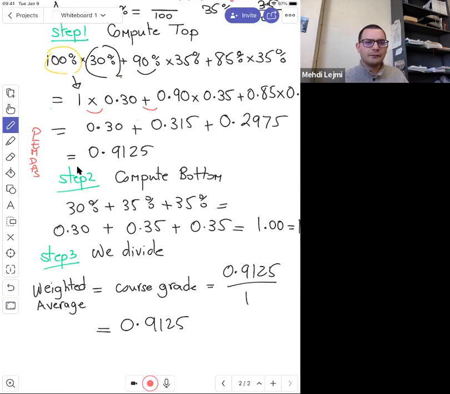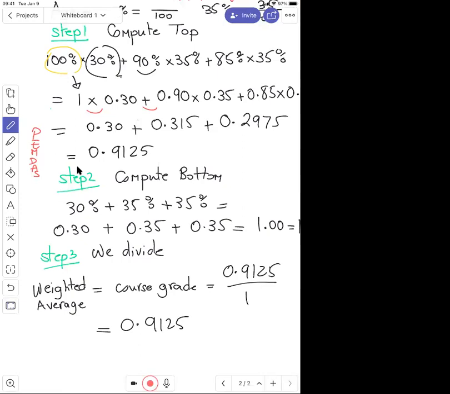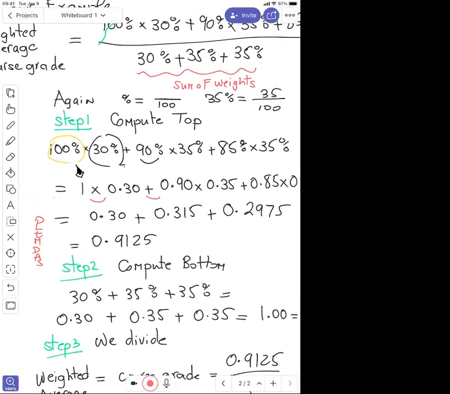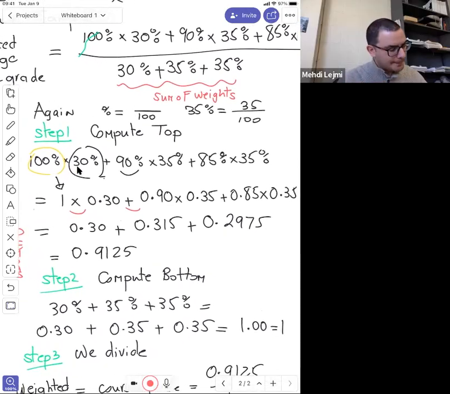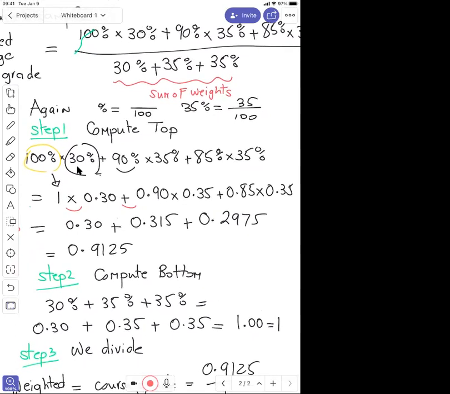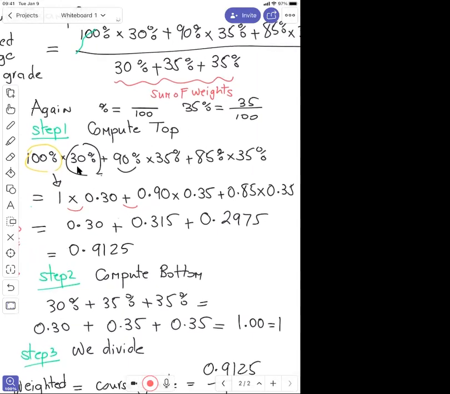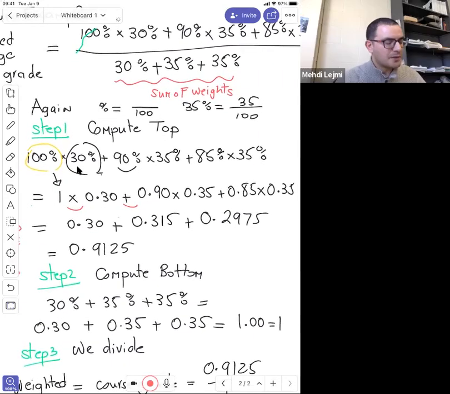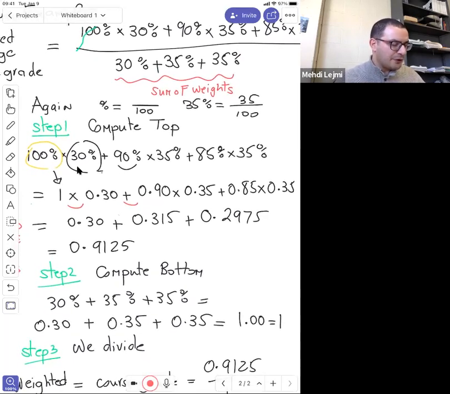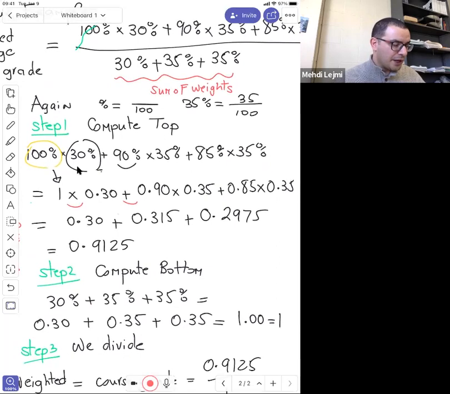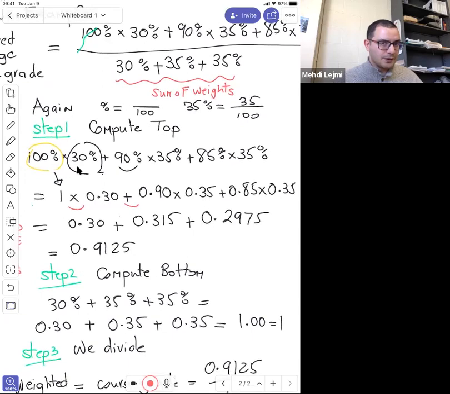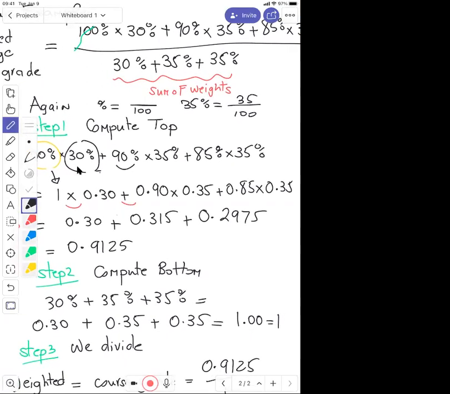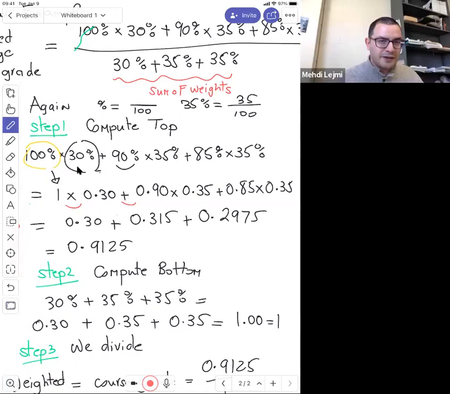Any questions, guys? So on the top, you're doing division for step one, 30% over 100, right? Yes. Then underneath it, you're doing one times 0.30, and then just addition? Yep, then addition. So one times 0.30, and then you have 0.90 times 0.35, and then you have 0.85 times 0.35, right? After that, the next line is just addition. And it's like that every time? Yeah, that's how it works.